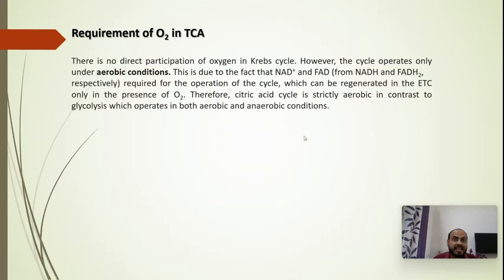So in that sense, oxygen is strictly required for the generation of NAD plus and FAD in the ETC, and in another sense, the TCA cycle can only operate in the presence of NAD plus and FAD. So we can say the TCA cycle is strictly aerobic, in contrast to glycolysis. As we know, glycolysis can run in both phases, under aerobic and under anaerobic conditions. Pyruvate is the end product of the aerobic condition of glycolysis, whereas lactate is the end product of the anaerobic condition.